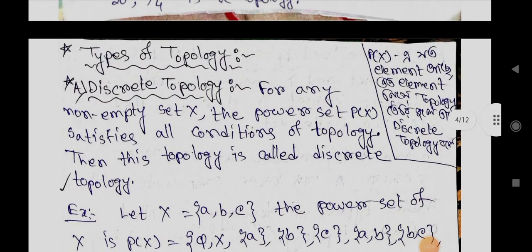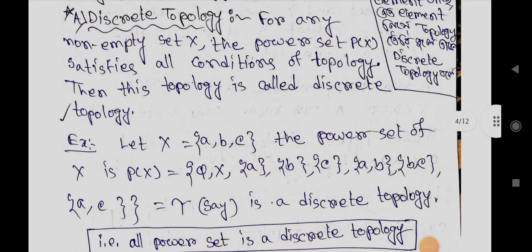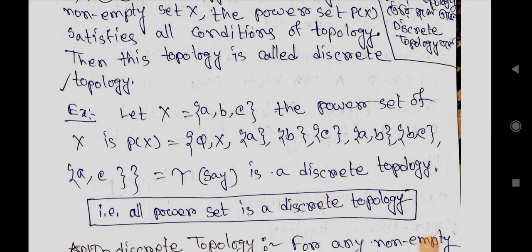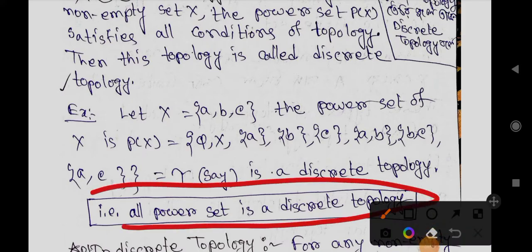Next, the types of topology. Number 1, discrete topology. For any non-empty set X, if the power set P(X) satisfies all conditions of topology, then this topology is called discrete topology. Example, let X equal {a, b, c}, the power set of X is P(X) equals {phi, X, {a}, {b}, {c}, {a,b}, {b,c}, {c,a}}. Tau is a discrete topology. That is, the whole power set is a discrete topology.